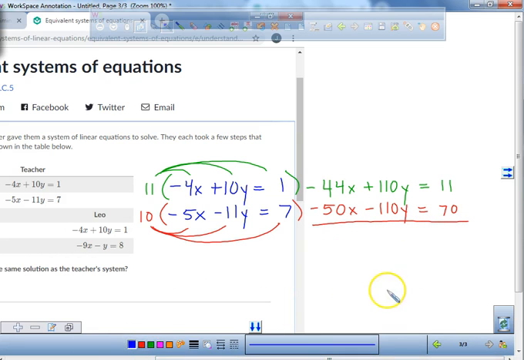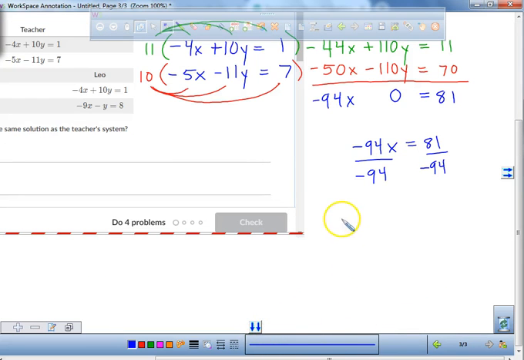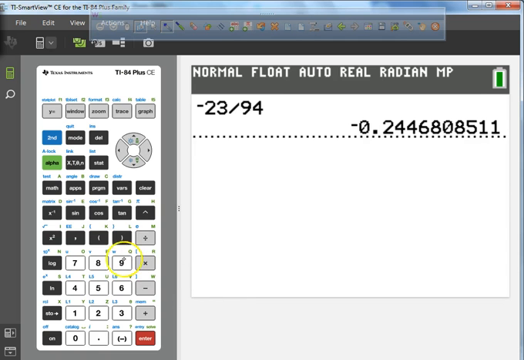So what's eliminated this time? What's eliminated? All of my y values are now eliminated. I add those together, I get negative 94x equals, I add those together, looks like that's an 81. So I have negative 94x equals 81. I divide both sides by negative 94. And we get another ugly fraction. X equals 81 over negative 94. You can say negative 81 over 94. So let's go ahead and type that in, right?